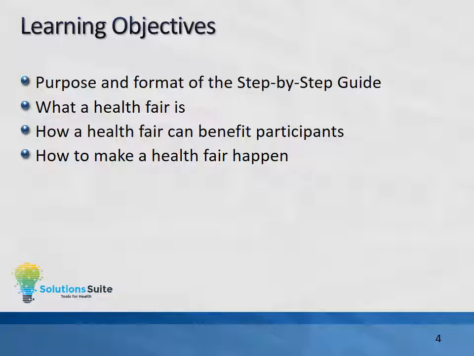There are several learning objectives for this webinar. You'll hear about the purpose and format of the step-by-step guide for planning and conducting a health fair. You'll also learn about what a health fair is and how it can benefit participants. I will cover some details about how you can make a health fair happen, what should be included, and the qualifications and training needed for health fair staff and volunteers.